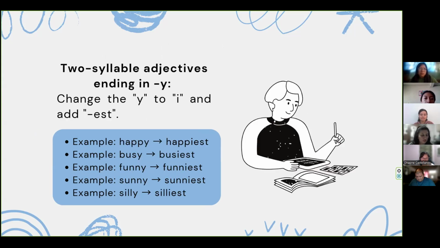For the second one, we have two-syllable adjectives ending in Y. We have to change the Y to I and add est. For example, happy, happiest. Bossy, bossiest. Funny, funniest. Sunny, sunniest. Silly, silliest.